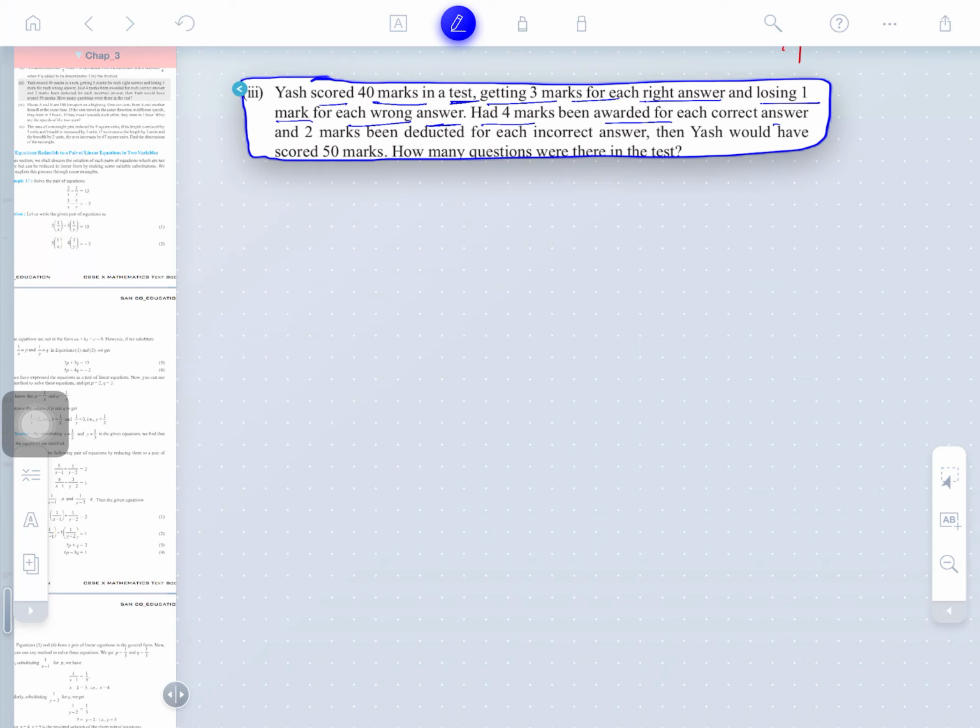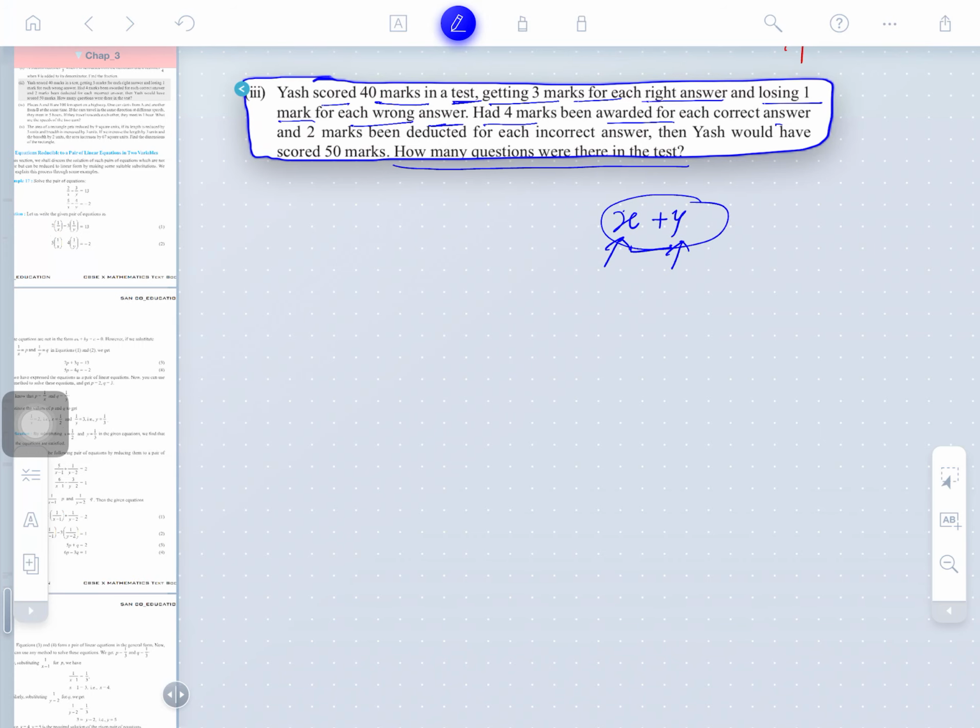So see the last line first. How many questions were there in the test? Obviously there is some total number of questions. The questions are wrong and right all together. So x and y are the unknown numbers of questions. What are the suppositions, please tell me? So our supposition can be done as what?